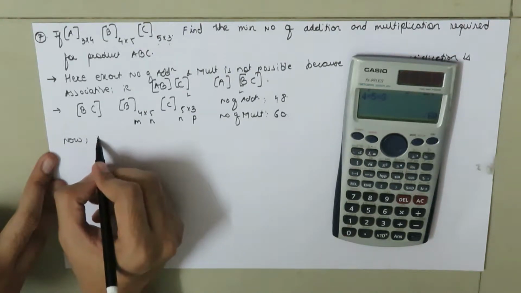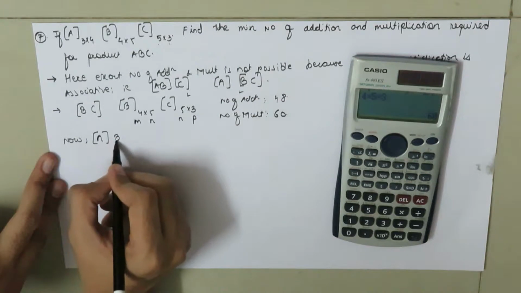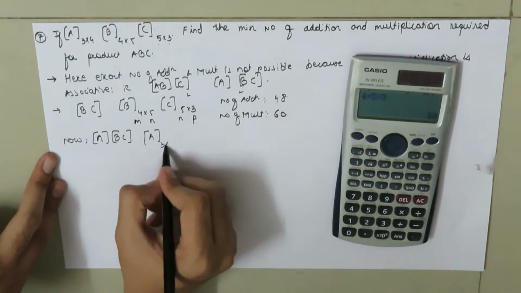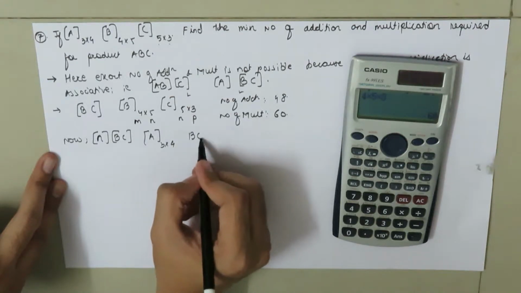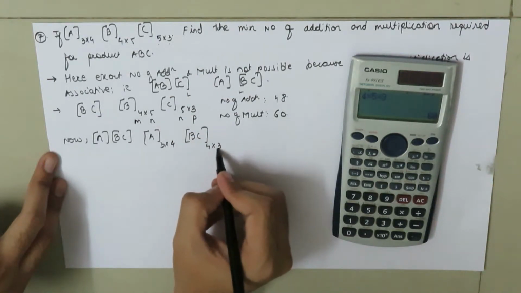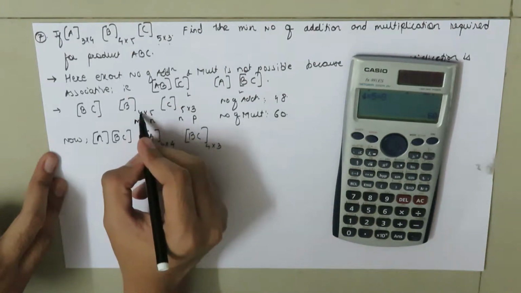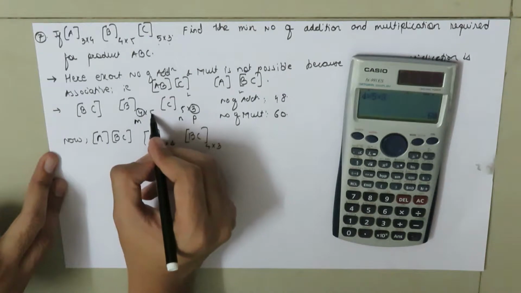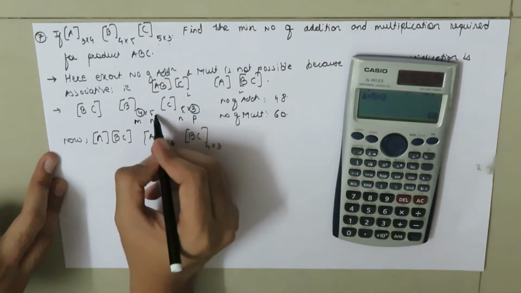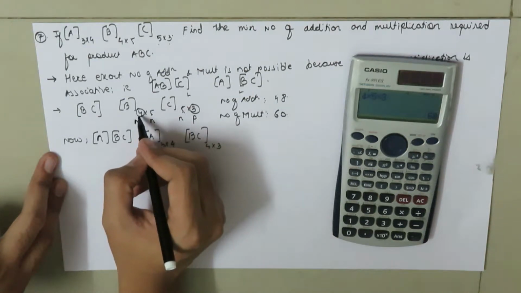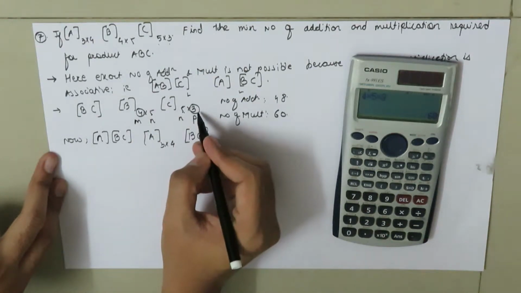multiplying matrix A with matrix BC. Matrix A has 3 rows and 4 columns, and matrix BC will have 4 rows and 3 columns, because this is 4 and this is 3. The columns of matrix B match with the rows of matrix C. So we multiplied this matrix BC, and our result has the rows of matrix B and the columns of matrix C.